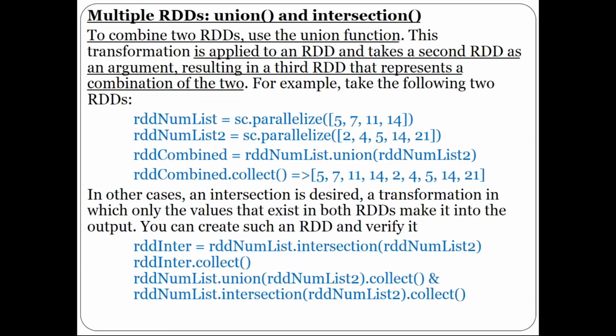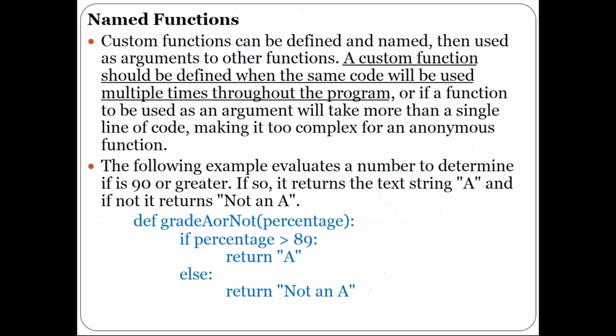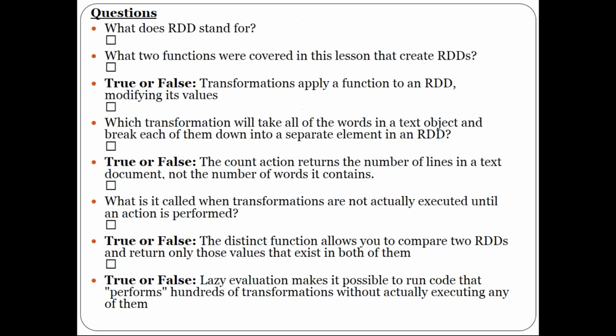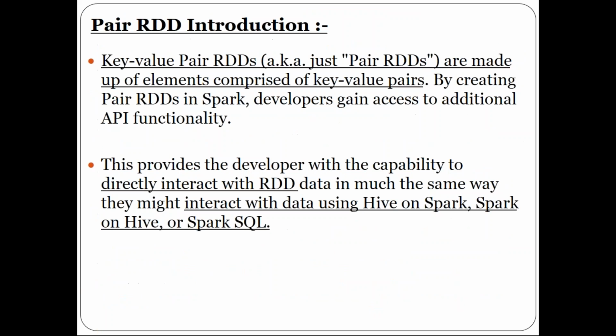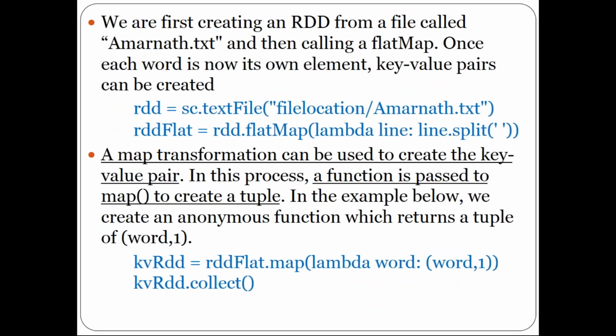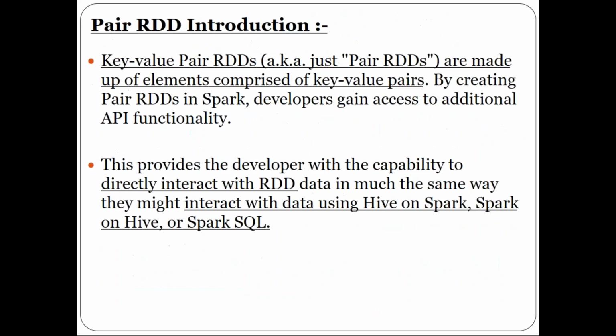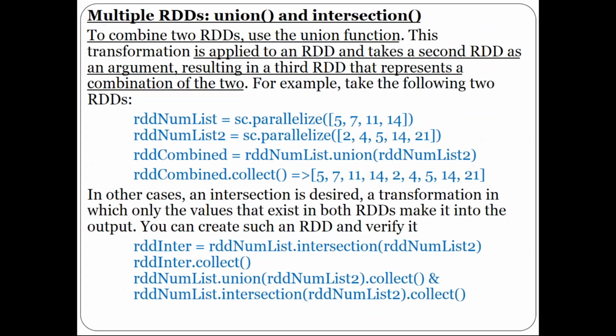Now multiple RDDs, unions and intersections. Now we are coming to a shape. How many slides do I have? 1, 2, 3, 4, 5, 6, 7. Yeah, we are getting there. Don't worry.